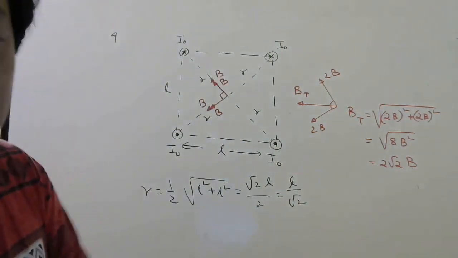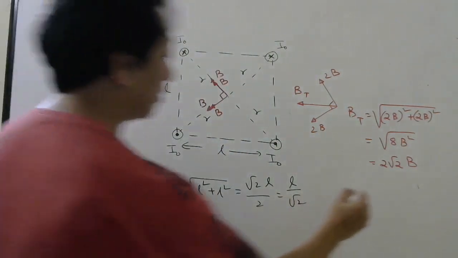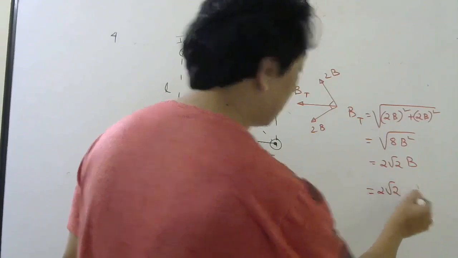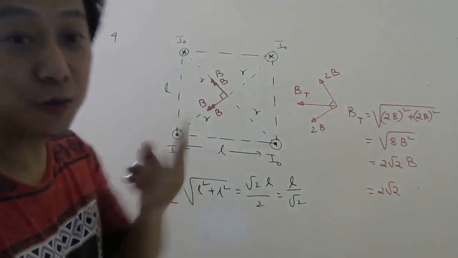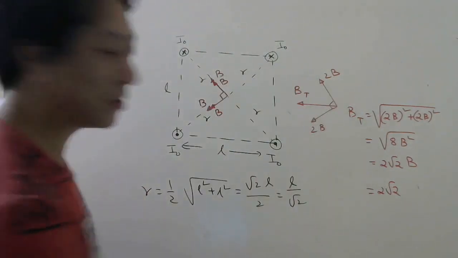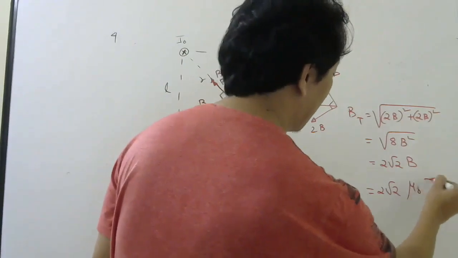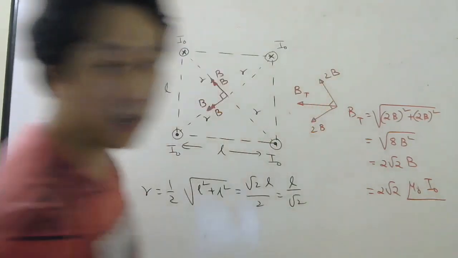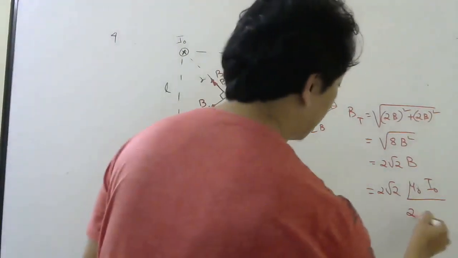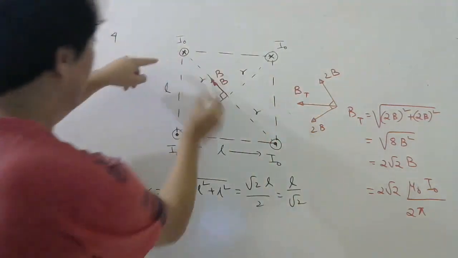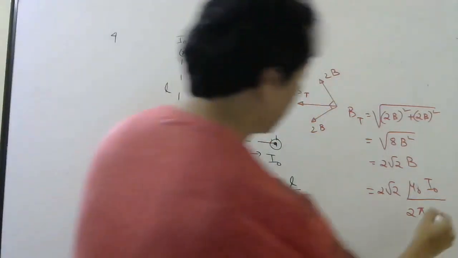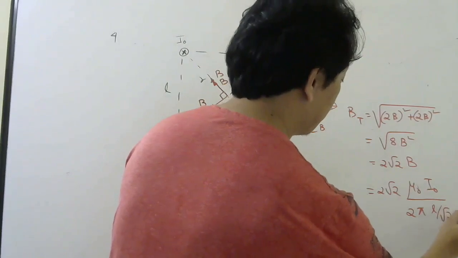Now B is due to one wire. So due to one wire, you know the formula. Due to one infinitely long wire, what is the magnetic field? Mu naught I naught, current is I naught, they told, over 2 pi r. This r, how much did we find? L by root 2.